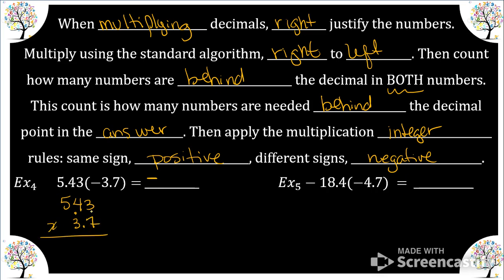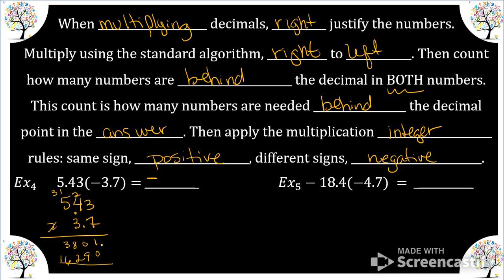So I justified everything to the right. We're going to multiply by the 7 first. 7 times 4 is 28, plus 2 is 30. 7 times 5 is 35, plus 3 is 38. We're going to put a 0 down here as a space holder, and now we're going to start with a 3, and our answer starts right under the 3. 3 times 3 is 9. 3 times 4 is 12, carry your 1. 3 times 5 is 15, plus 1 is 16.